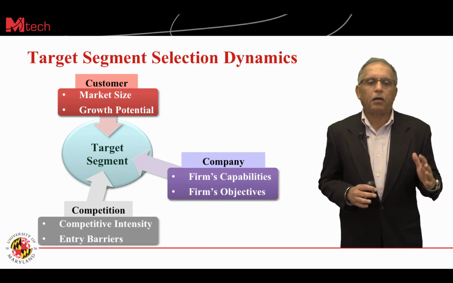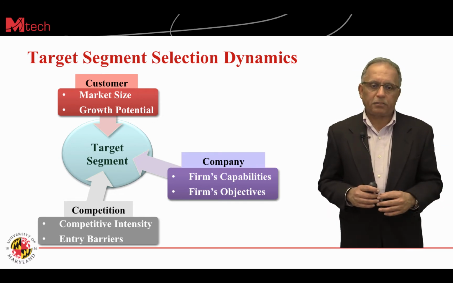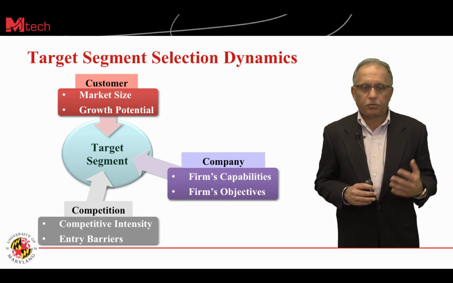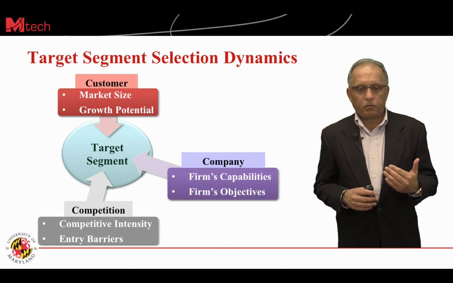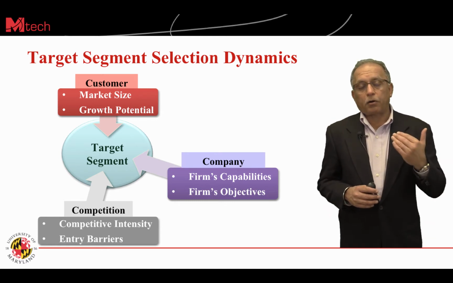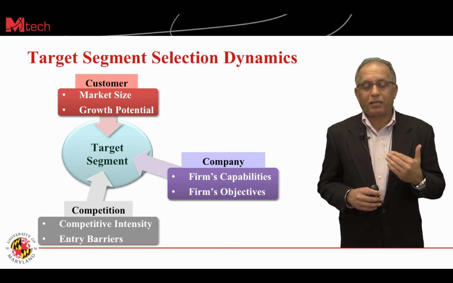Now, the dynamics of target market selection really occur when three different influences interact. The first are what I would like to call customer factors. How big is the market? What is its growth potential? What are their needs? The second is the company factor. What are our capabilities? What are our objectives? What are our strengths and weaknesses?